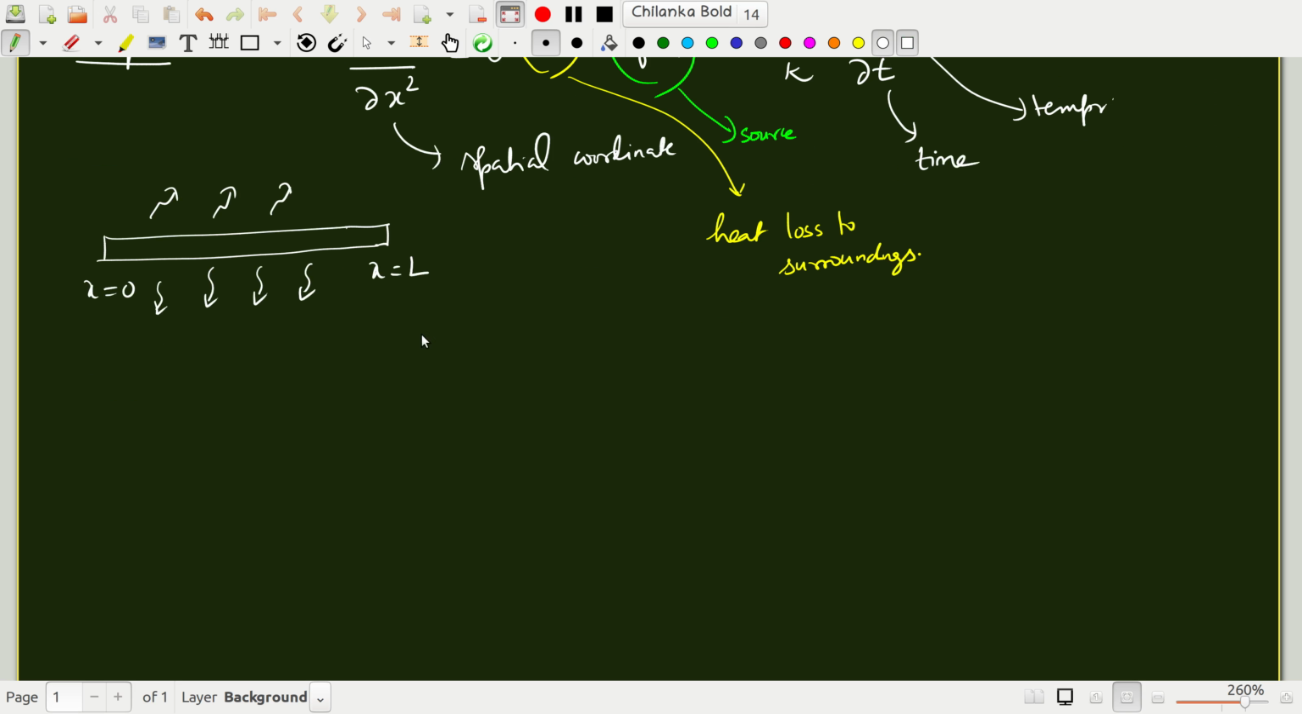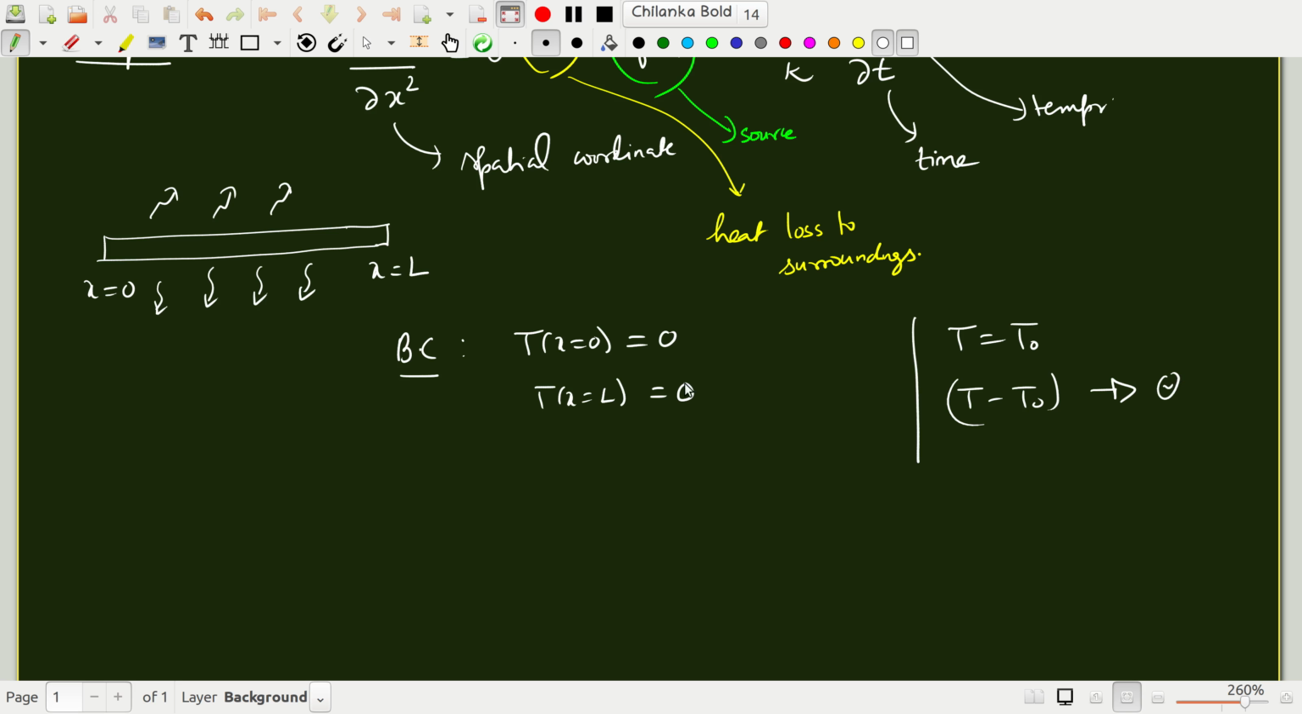Of course, this is a partial differential equation, and we have to supply two boundary conditions because it's a second order partial differential equation. We'll keep the temperature at x is equal to 0 to be 0 and temperature at x is equal to L also to be 0. As I noted in the last module, you can have T equal to T naught, and then you can define T minus T naught as another new variable, let's say theta. So instead of going through all that, I'm just assuming the temperature itself to be 0 at the boundaries at all times.